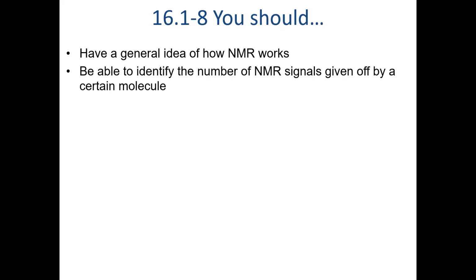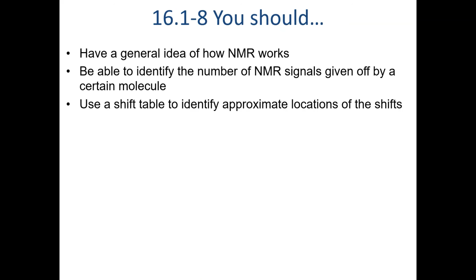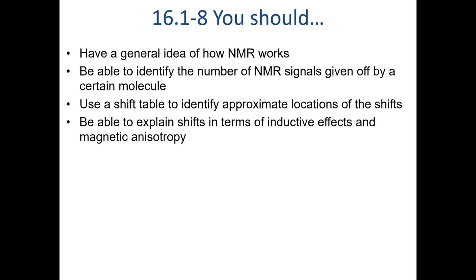I want to make sure that we're all on kind of the same page about what you should have at the end of this lecture. You should have a general idea of how NMR works, just a basic background. You should also be able to identify the number of NMR signals given off by a certain molecule, right? So based on the number of heterotopic protons. And we should be able to use a shift table to identify the approximate locations of the shift. So if we see something that's attached to bromine, we look at the shift table, say, oh, it's going to shift more. We should also be able to explain the shifts in terms of the inductive effects, so what's causing the shifts, and also magnetic anisotropy. So either attached to something electronegative or has a ring current. That's it.